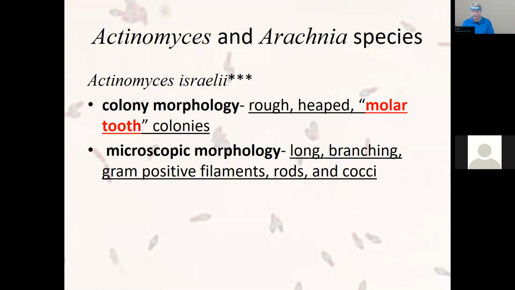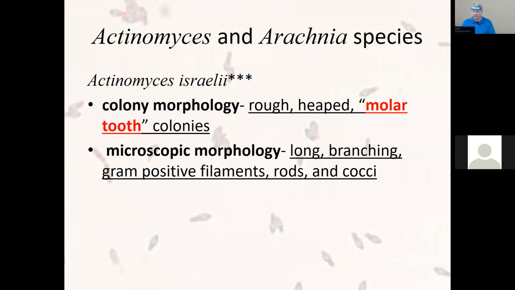Rough colonies, molar tooth colonies. So who's my pre-dental students? Do we have any pre-dental students? You know what a molar looks like? It's like the ones back here, squared off kind of. Is that the molars?